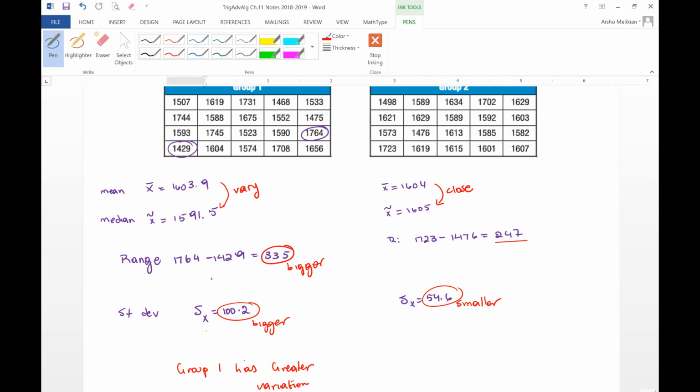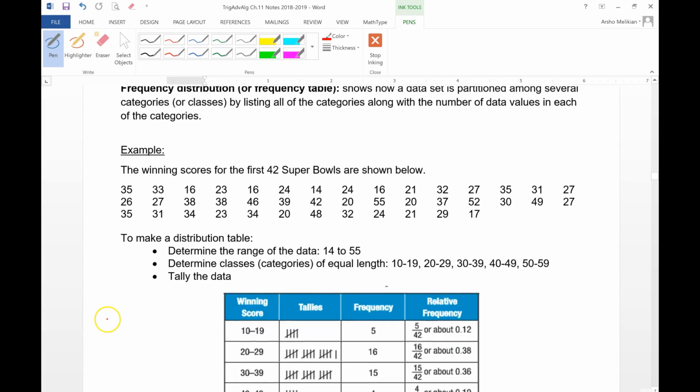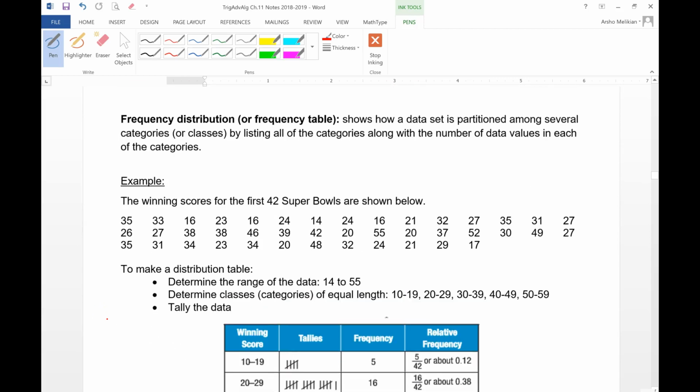All right, so let's move on to frequency distributions or frequency tables. Okay, a frequency distribution shows how the data is divided into categories, all right? And so you have a listing by classes and categories.